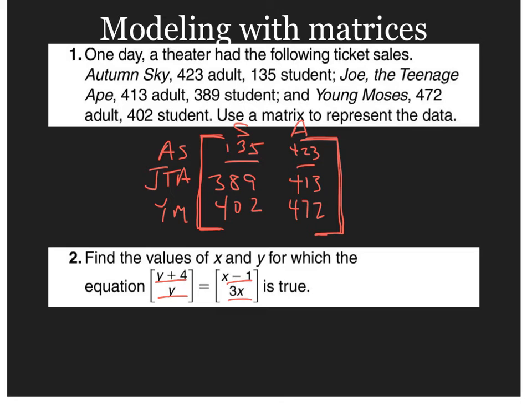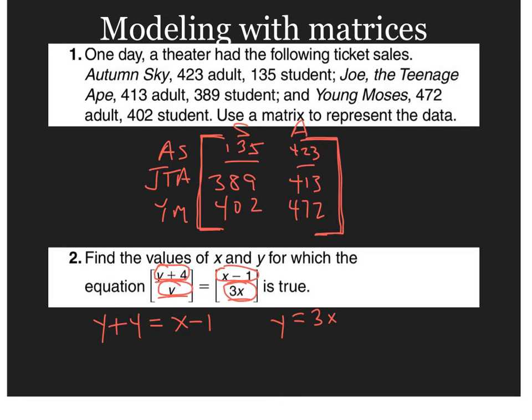For matrices to be equal to each other, they have to have the same dimensions. 2 rows, 1 column equaling 2 rows, 1 column, which means that this element up top here, which is technically element 1,1, first row, first column, must be equal to element 1,1 in the other matrix. So I can say y plus 4 has to equal x minus 1. And element 2,1, second row, first column, is going to be equal to element 2,1. So y must be equal to 3x. And I want to know what y and x are.